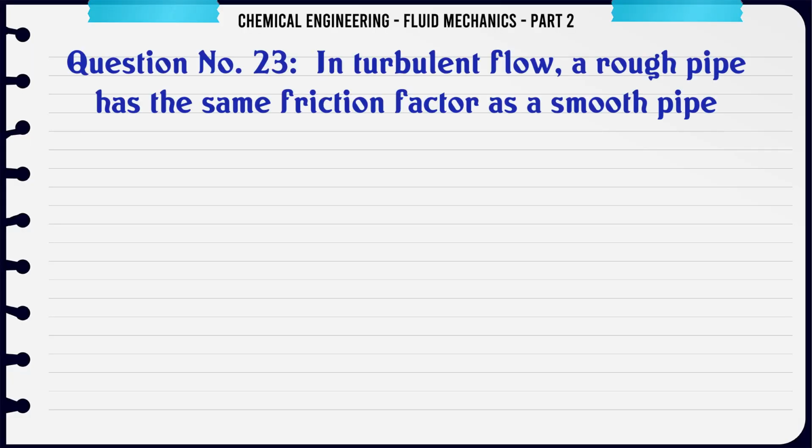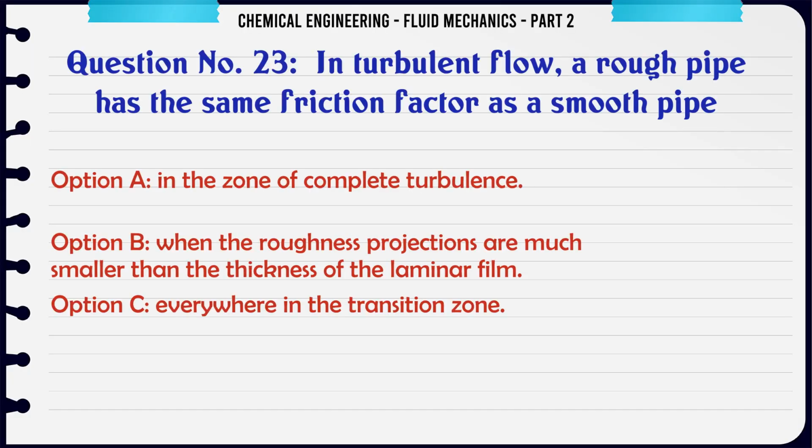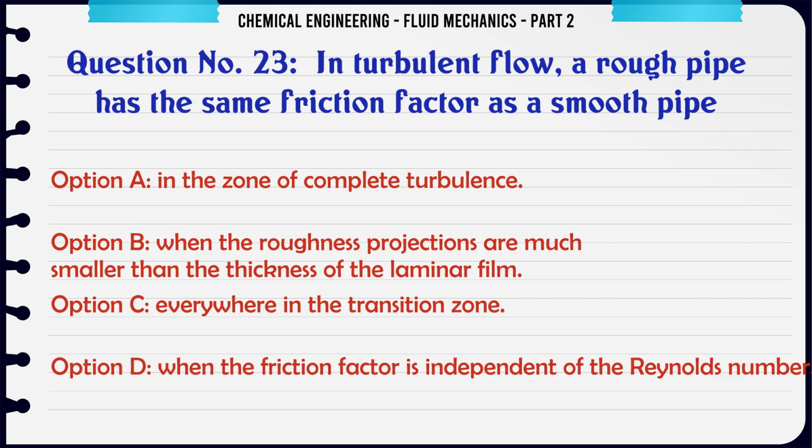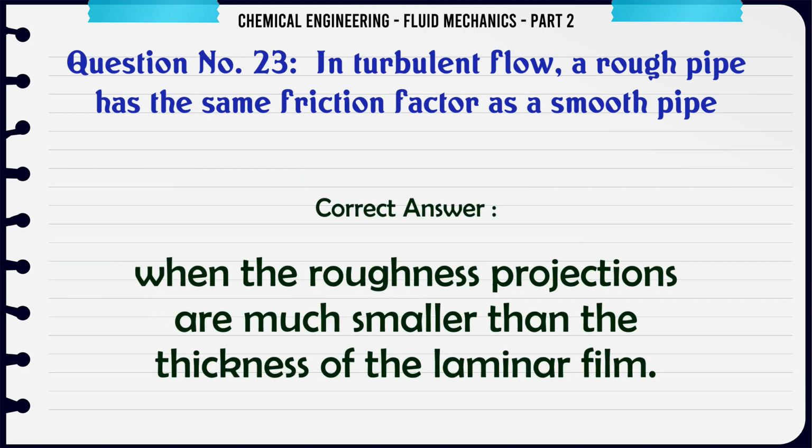In turbulent flow, a rough pipe has the same friction factor as a smooth pipe: A. In the zone of complete turbulence. B. When the roughness projections are much smaller than the thickness of the laminar film. C. Everywhere in the transition zone. D. When the friction factor is independent of the Reynolds number. The correct answer is when the roughness projections are much smaller than the thickness of the laminar film.